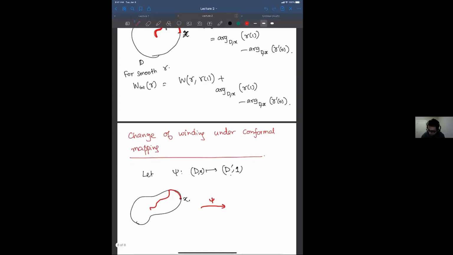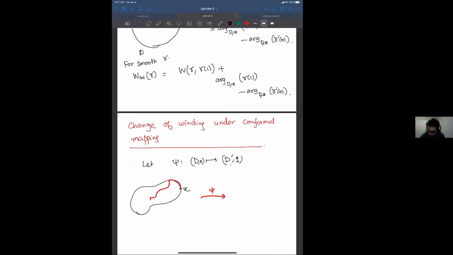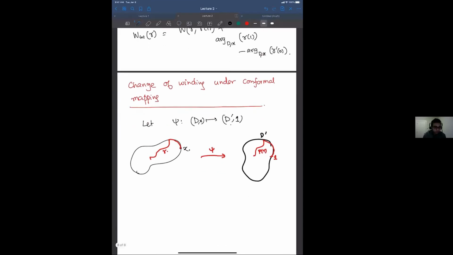Okay, and then I apply psi, and I'm going to get some other domain D prime, and I'm going to have some 1 here, let's say, and some other curve psi of gamma. Okay, so this is gamma. So the intrinsic winding of psi of gamma, how do I compute this? Well, this is going to be the integral from 0 to 1, let's say the parametrization is still from 0 to 1, so gamma is a map from 0,1 to D, of arg of psi of gamma prime of t.